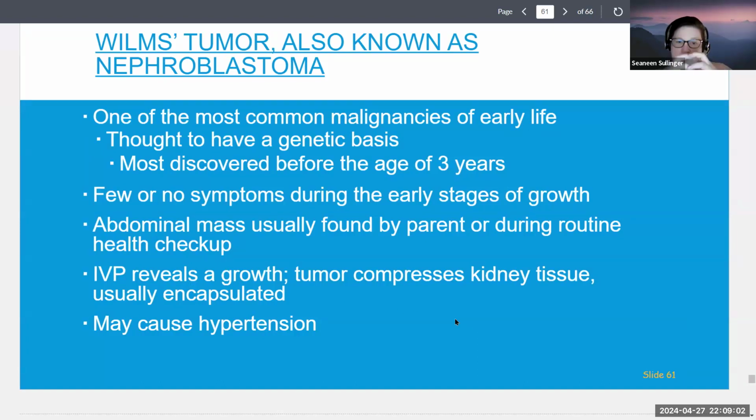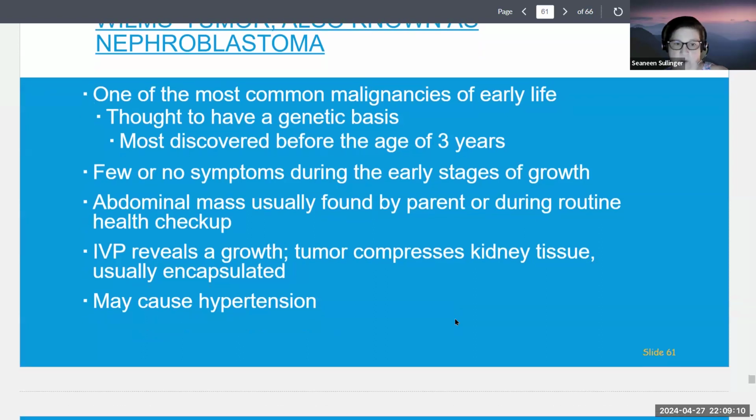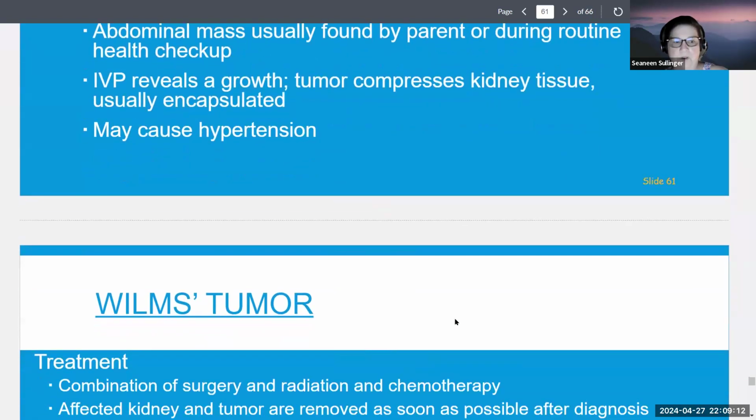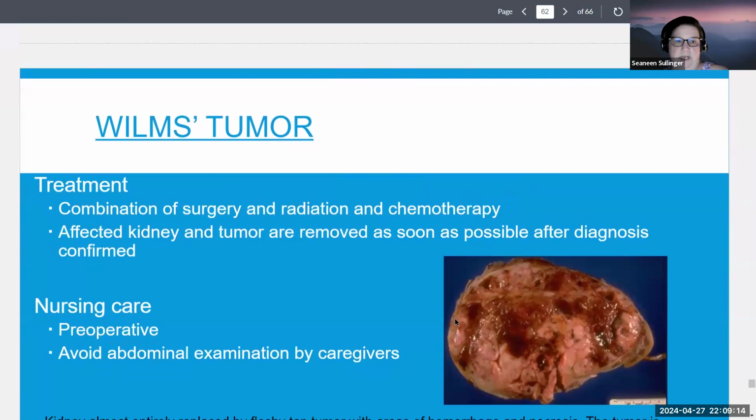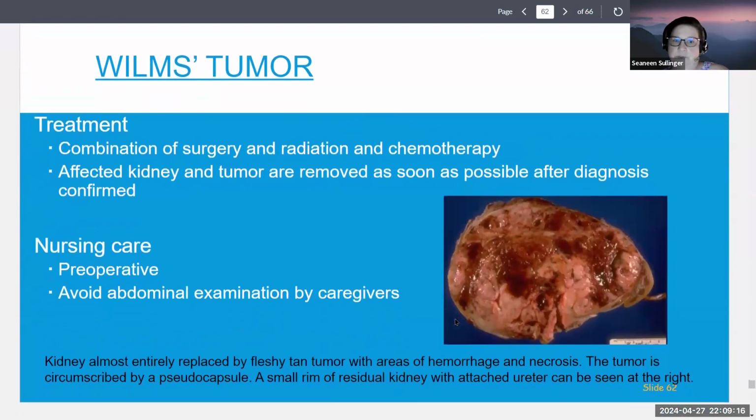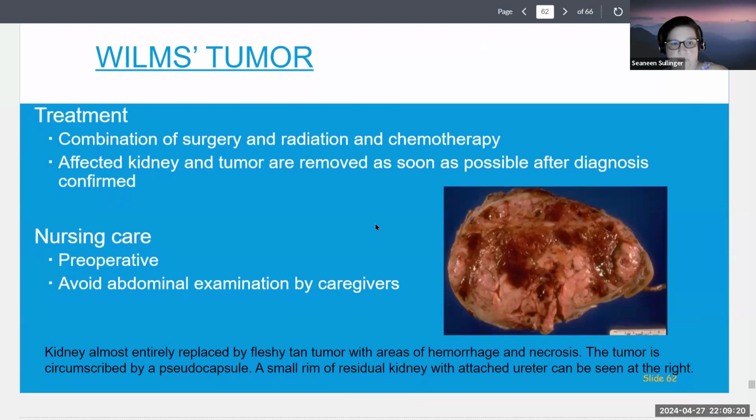What basically happens is a tumor compresses the kidney. It just takes over the kidney. It usually has a membrane around it, it's encapsulated, and oftentimes will cause hypertension. And there's a picture here. They're going to do surgery, radiation, chemo, and try to remove it as soon as possible.